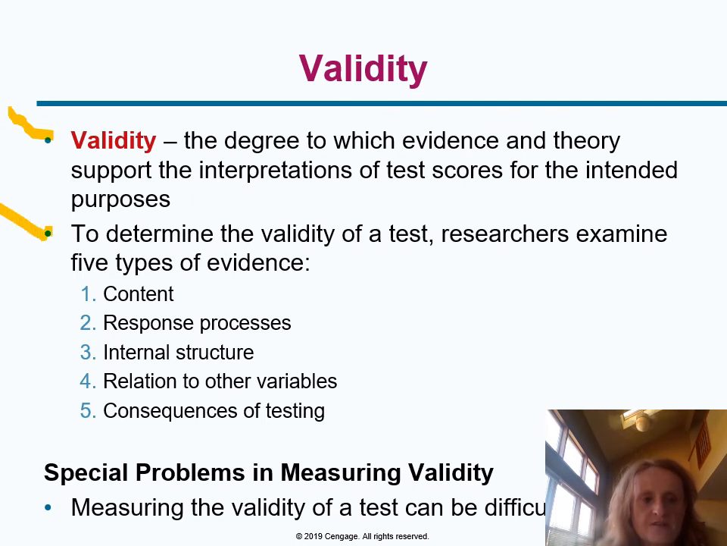So to determine the validity of a test, researchers examine 5 types of evidence. They look at the content of the test itself. They look at response processes people use while taking the test. They look at the internal structure of the test. They look at the score's relation to other variables. And they look at the consequences of testing while using the test.